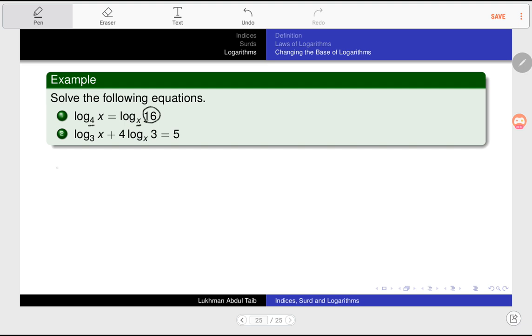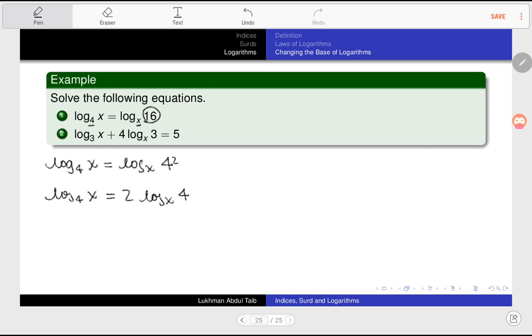So we rewrite it again as log x to the base of 4 equals log, instead of 16 we have 4 squared, because 4 squared is 16. So now log 4 squared to the base of x. Don't change the base yet, because we have a power 2 here. So what we can do is bring the power 2 to the front. So we have log x to the base of 4 equals 2 log 4 to the base of x.